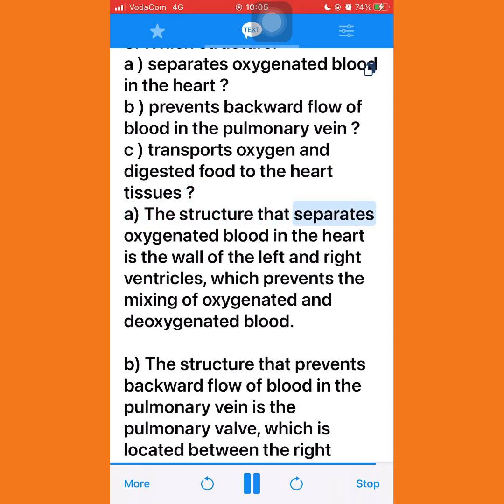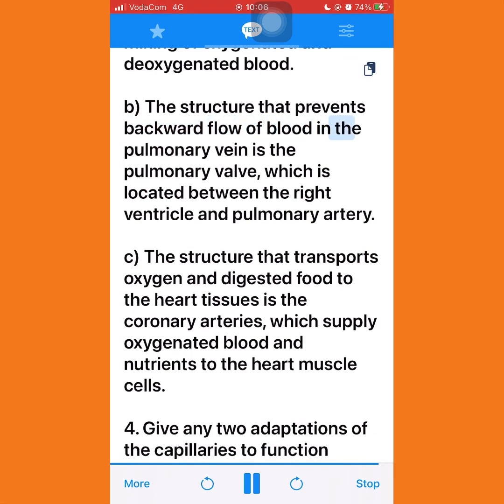A. The structure that separates oxygenated blood in the heart is the wall of the left and right ventricles, which prevents the mixing of oxygenated and deoxygenated blood. B. The structure that prevents backward flow of blood in the pulmonary vein is the pulmonary valve, which is located between the right ventricle and pulmonary artery. C. The structure that transports oxygen and digested food to the heart tissues is the coronary arteries, which supply oxygenated blood and nutrients to the heart muscle cells.